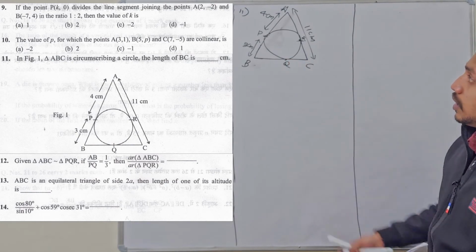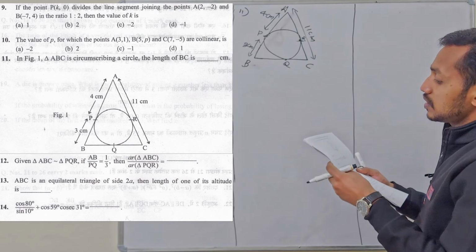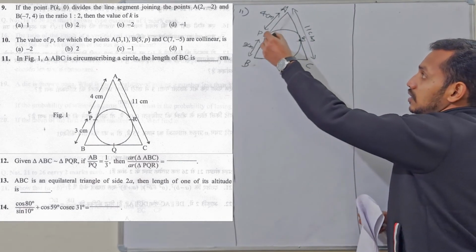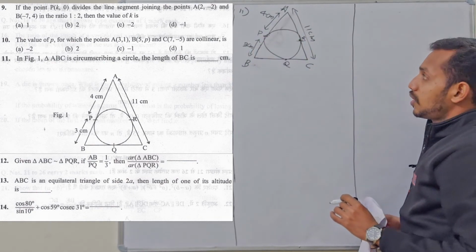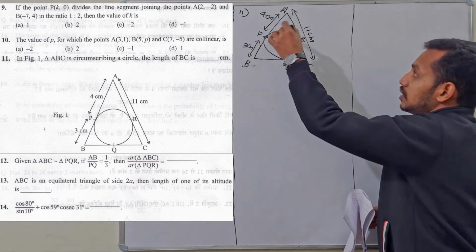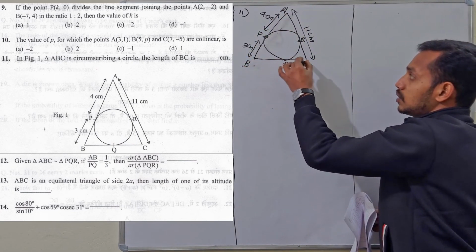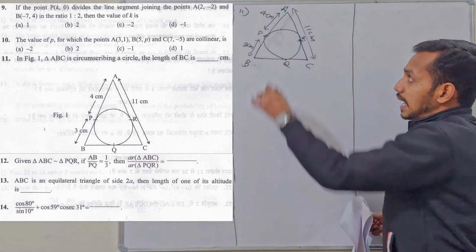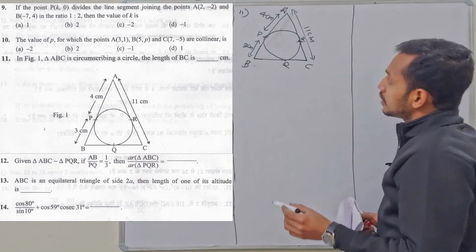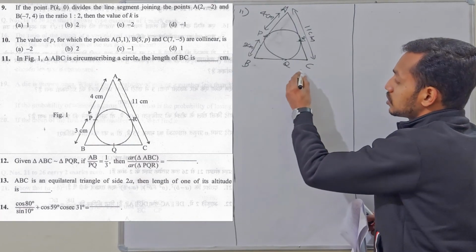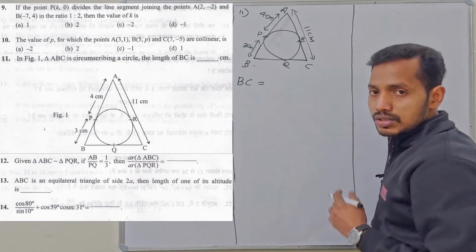Now look at question number 11. Here it is given in the question that a triangle ABC is circumscribing the circle. That means the sides of the triangle touch the circle, which means these line segments AP, AR, BP, BQ, QC, all these line segments are tangents of the given circle. That is the meaning of circumscribing. If they are tangents, then the question is that we need to find BC. BC we have to find. This type of question is usually asked.